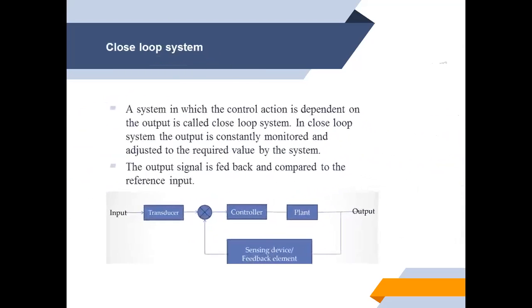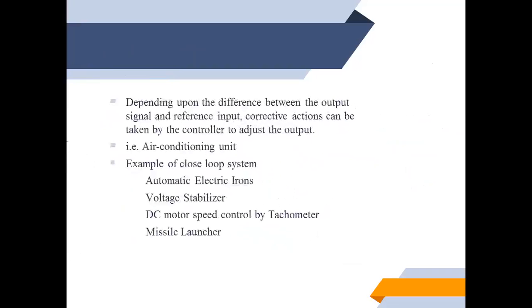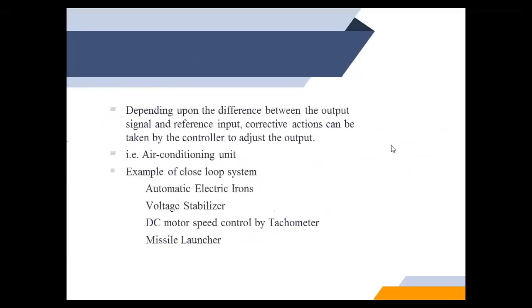Next is the closed loop control system. A system in which the control action is dependent on the output is called a closed loop control system. In a closed loop control system, the output is continuously monitored and adjusted to the required value by the system. The output signal is fed back and compared to the reference input. Examples of closed loop control systems are an air conditioning unit, automatic electric irons, voltage stabilizer, DC motor speed control by tachometer, and missile launcher system.